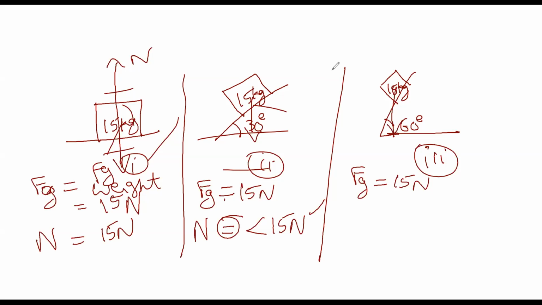What about the normal force in the second case? Will it be in this position or this position, N1 or N2? In which direction will the normal force be? It will be N2, because it should be perpendicular to the surface. Now in this, the gravitational force is always downwards.